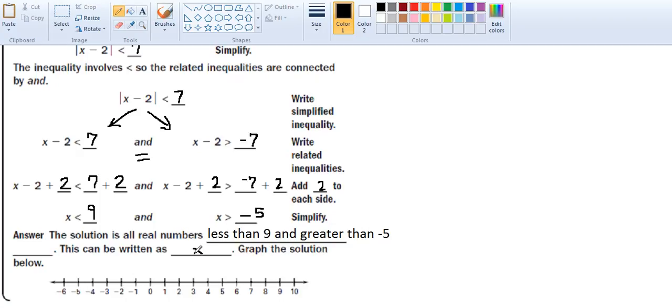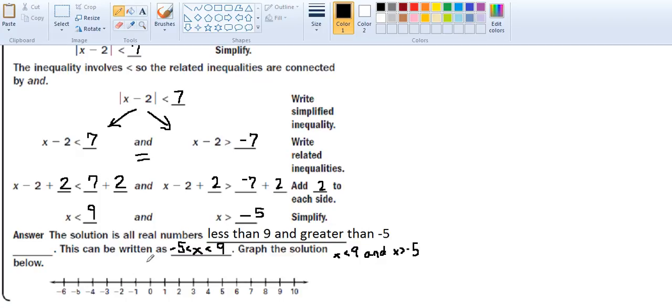Got that x in the middle. We know that x is greater than negative 5, so it's going to look like this. Greater than negative 5, kind of writing that backwards. And we also know that x is less than 9. If you don't like that, you can rewrite what we just had on the top. X is less than 9 and x is greater than negative 5.